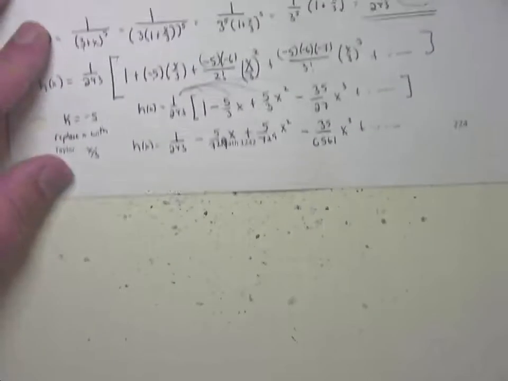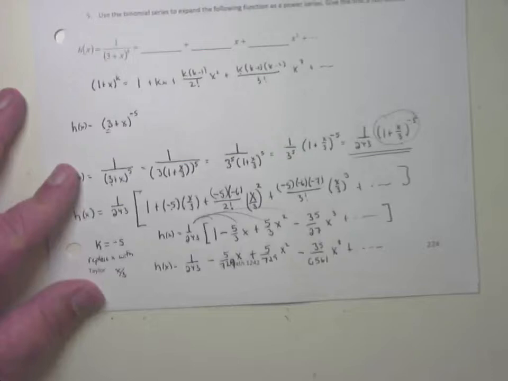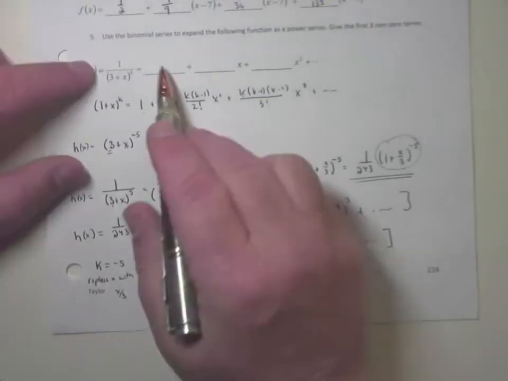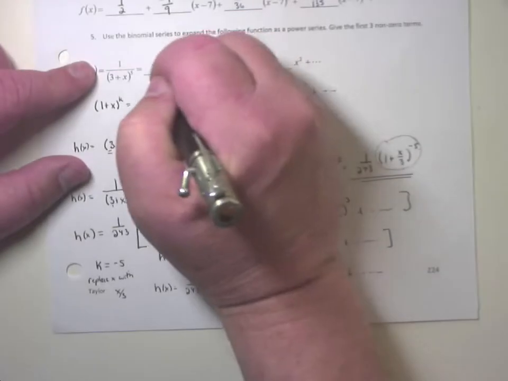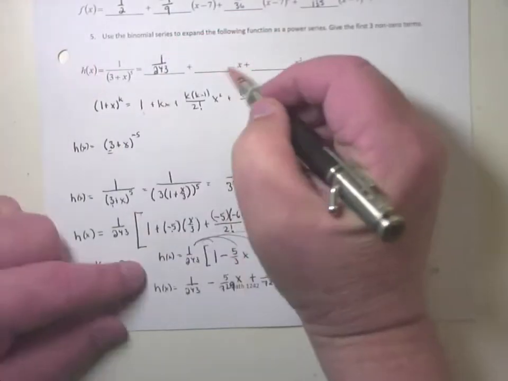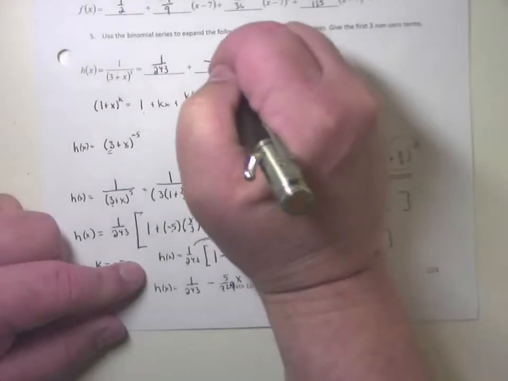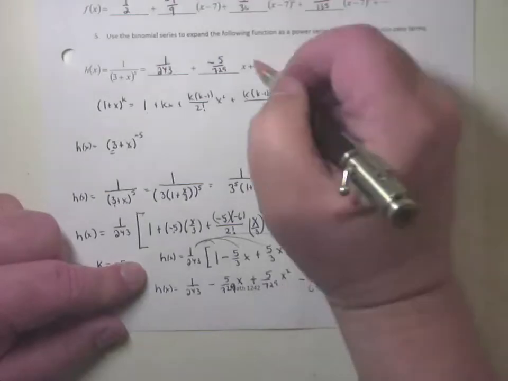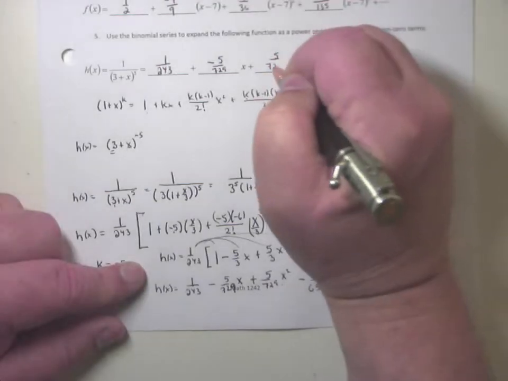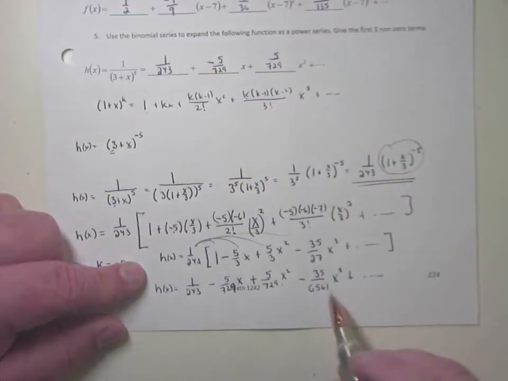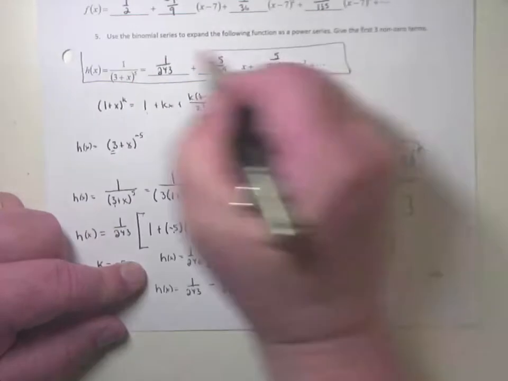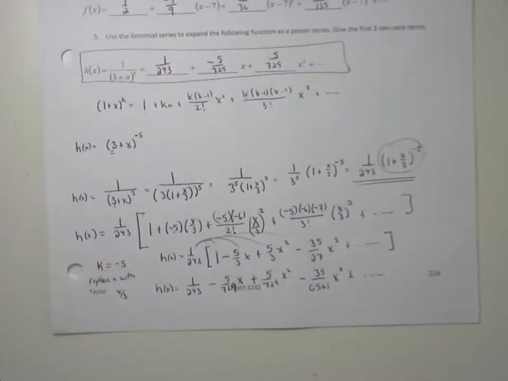Now to go back and answer the WebWork question here, you're supposed to type in the coefficients on this. So what was my constant term? 1 over 243. What is my coefficient in front of the x? It's minus 5 over 729. What's the coefficient in front of the x squared? It's plus 5 over 729. And then the last one for x cubed, but all they wanted was through x squared, so I'm done. And there's my answer. Does that make sense? Questions?